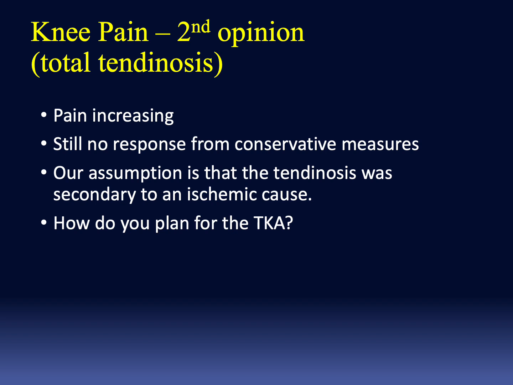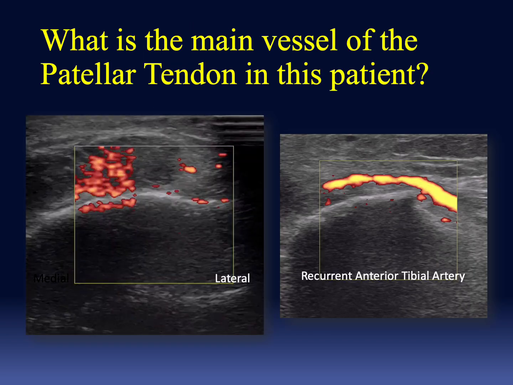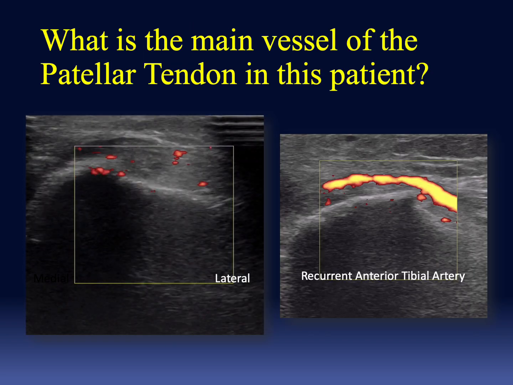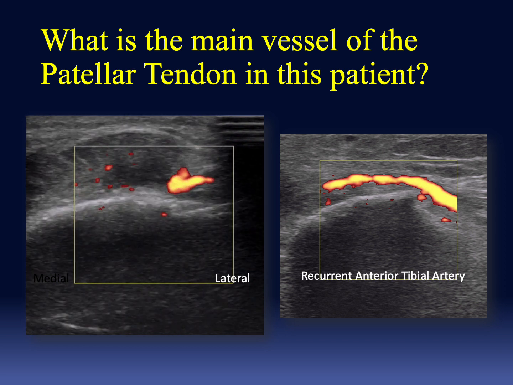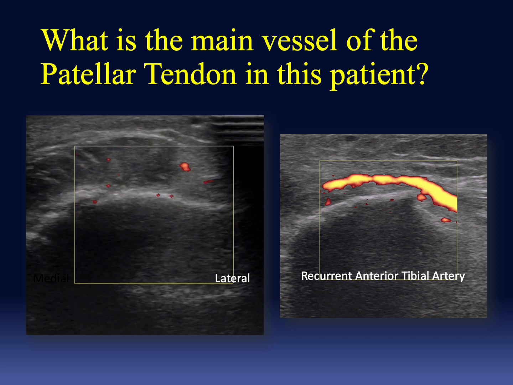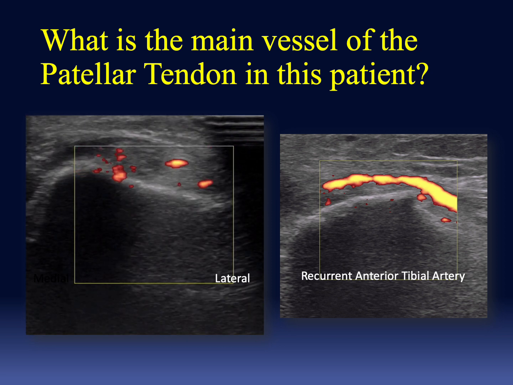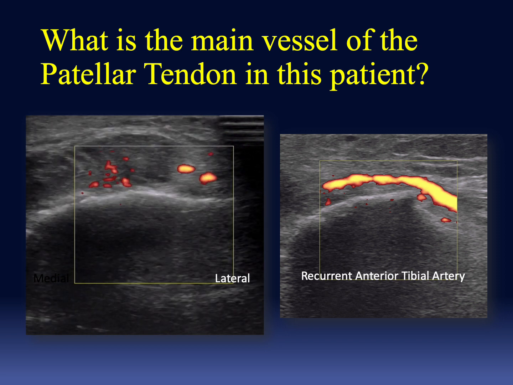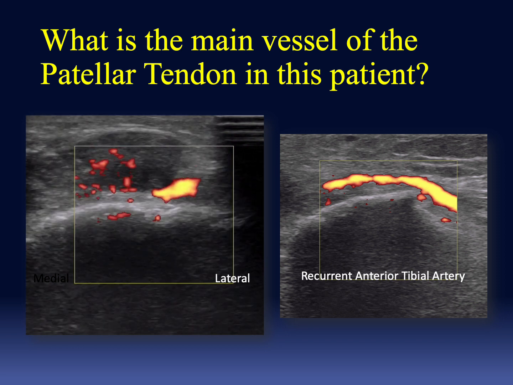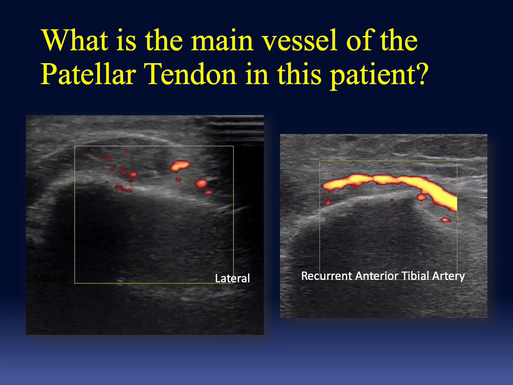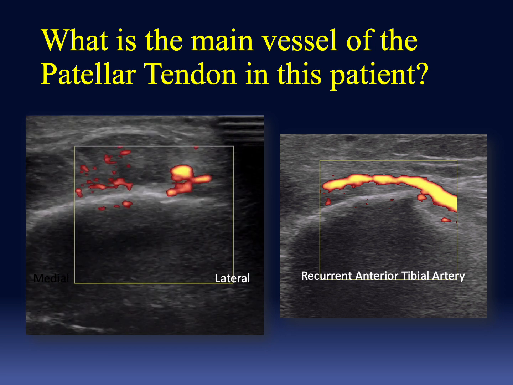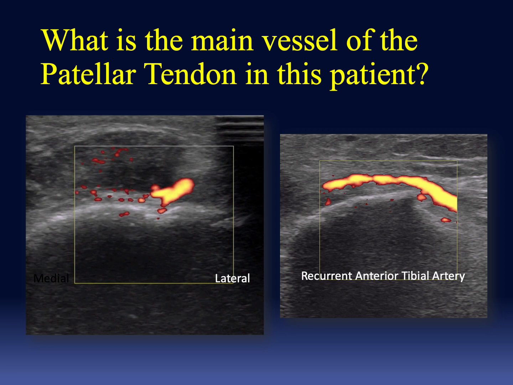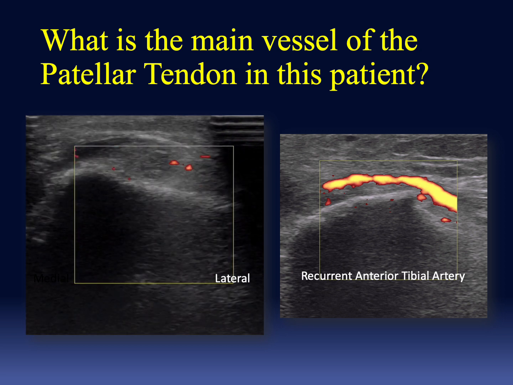so we're going to go ahead with the total knee, and ask yourself, how do you plan for the total knee arthroplasty? We decided to look to see what was the remaining blood supply of the patellar tendon, and we see that it seems to be on a single or double vascular axis. On the left you see a larger than normal artery coming up the lateral side and the back side of the patellar tendon. This is a short axis view. On the right side of the screen we see a long axis view of the recurrent anterior tibial artery.